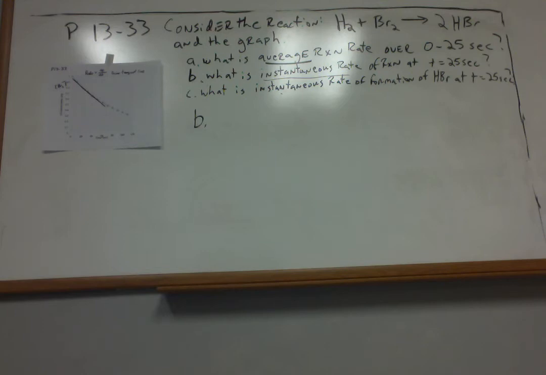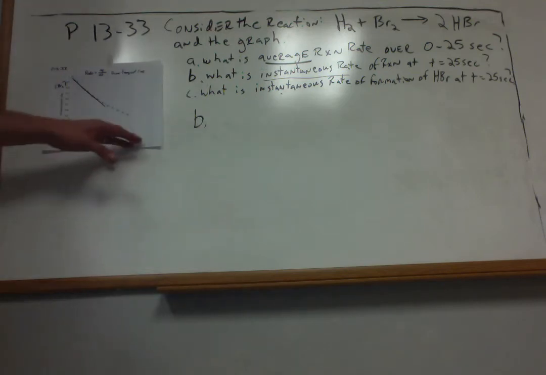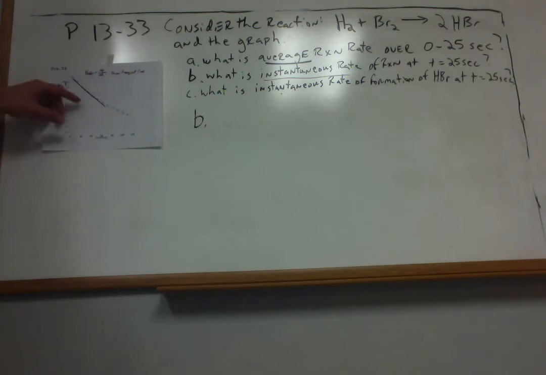Well, let's take a look at our plot: concentration of bromine in time. Right here is that 25-second point. I want to know the exact rate of the reaction right at that point. That's what the instantaneous rate is about. Now, how can I figure that out?